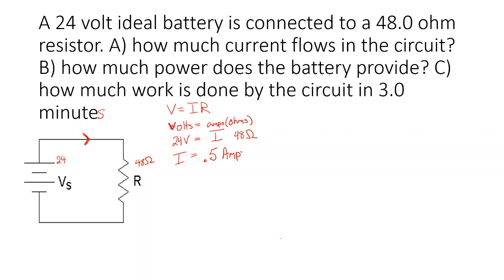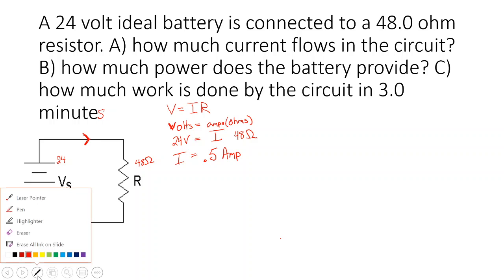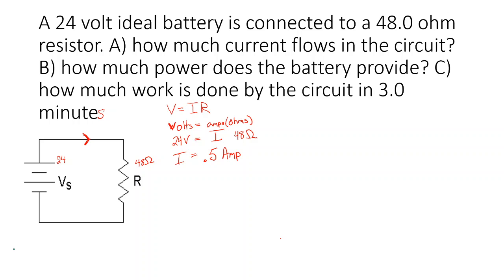Now, the next part of the question is where we get to the new lesson. How much power does the battery provide? Well, we need a new equation. And the new equation that we're going to have here is that P equals V times I, or power equals volts times amps. All right, power equals volts times amps.